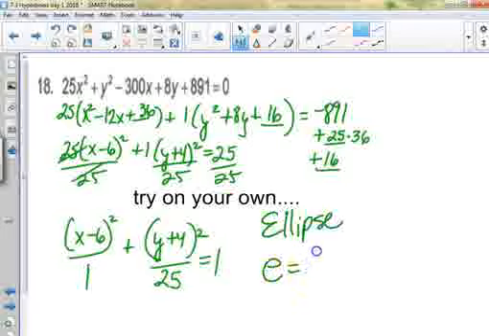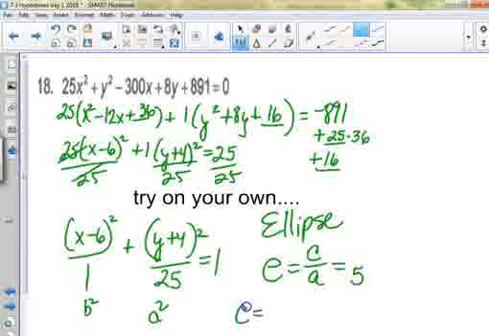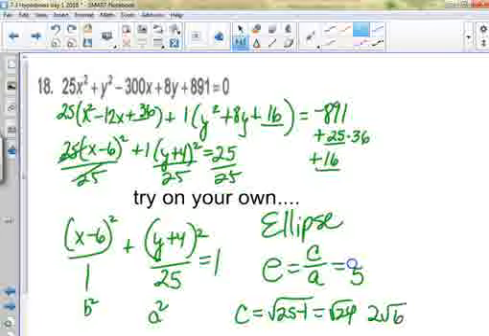Eccentricity would be C over A. What's A? A is not 1. Remember, for an ellipse, A is always the bigger number. This is B squared and this is A squared. So A is 5. How do I find C? Take those two squared numbers and do the opposite of this. 25 minus 1, which is square root of 24, or 2 square roots of 6. This should be less than 1, though.